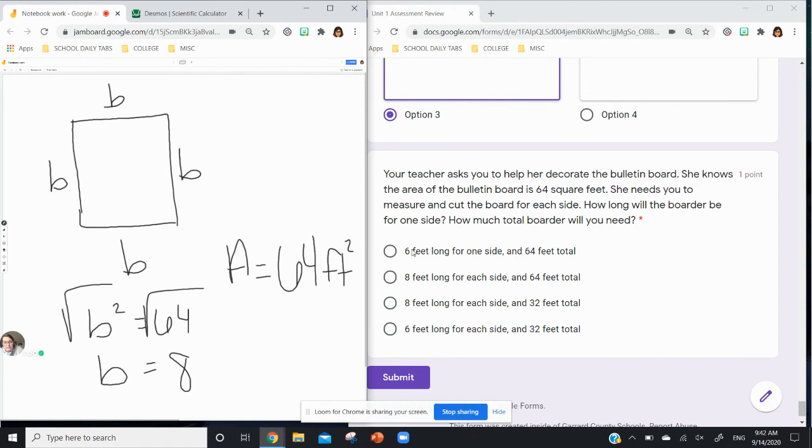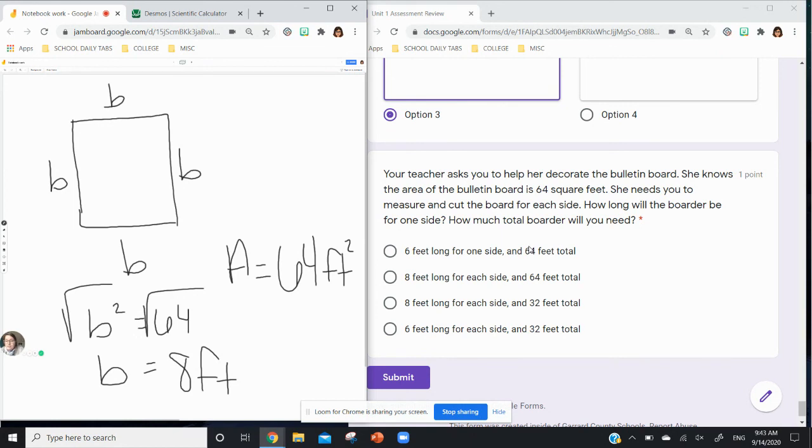So looking at our answer choices here, this says it's 6 feet long for one side. That's a dumb choice. We know that it's 8 feet. This says 8 feet, this says 8 feet, this says 6. So it's either B or C. So let's answer our next question. I know for one side it's 8. How much total border will I need?